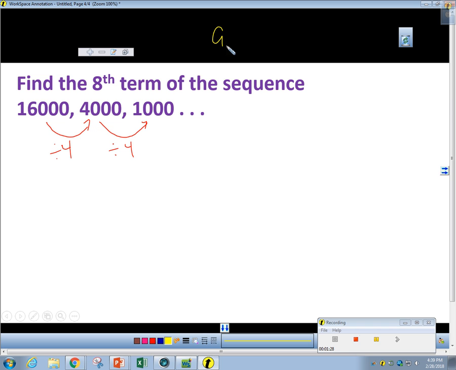And the formula for a geometric sequence is a sub n equals a sub 1 times r to the n minus 1 power. So we have a little exponent there. So let's set this up. A sub n, that's our answer. I'm not even going to worry about it. We're not going to put anything for that. Let's just start with the equals. A sub 1 is our first term. That's 16,000.